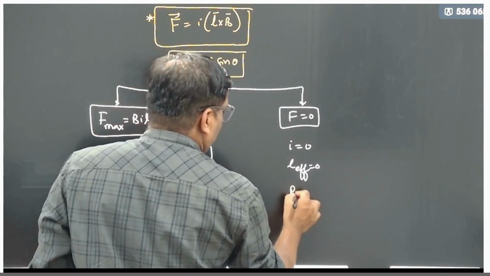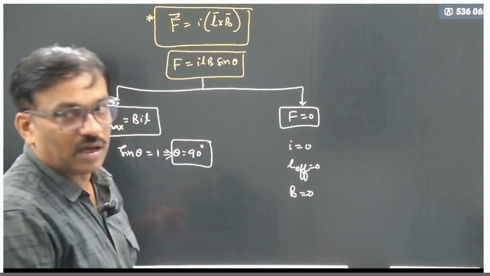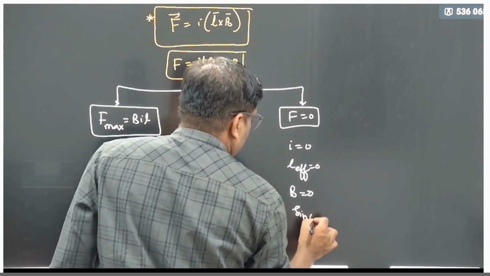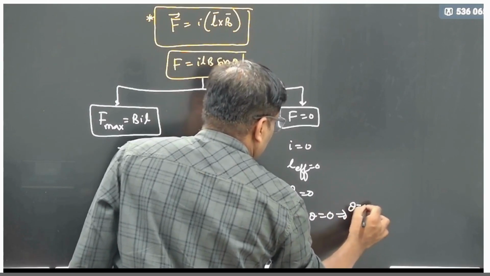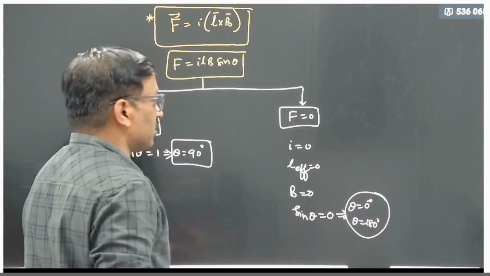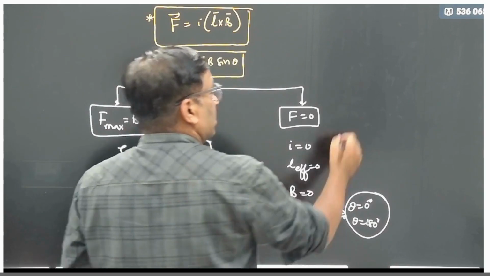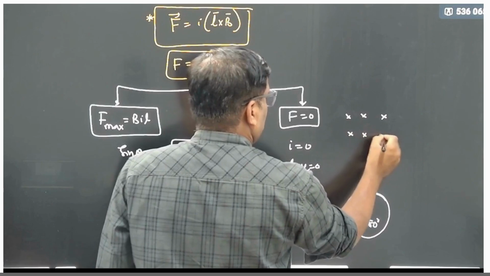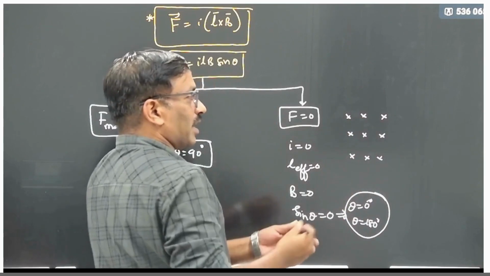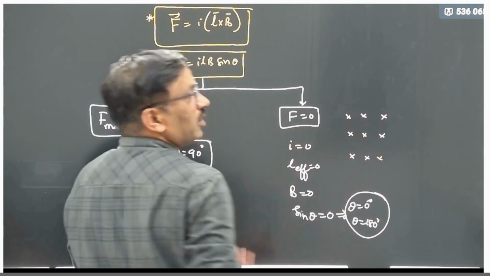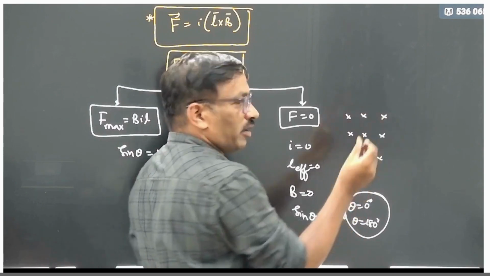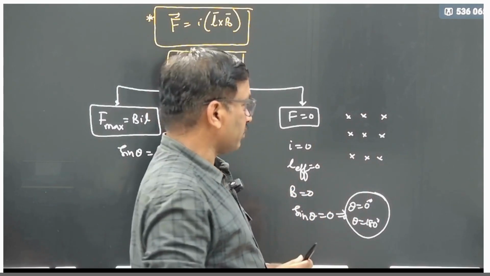And if there is no external magnetic field, the force will also be 0. Also sin theta equals 0, that means theta equals 0 degrees or 180 degrees. Suppose there is a magnetic field like this, into the board. If a current carrying conductor is placed along the magnetic field, it will not experience any force. If it is opposite to the magnetic field, it will not experience any force either.